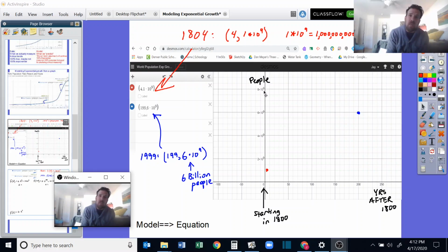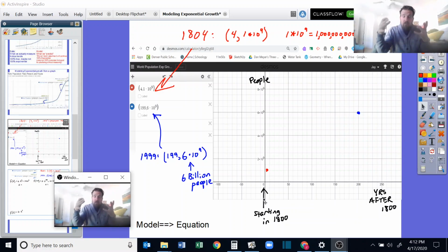So every time we see this 10 to the ninth, we're really talking about billion people. So I've got my graph here, and I've graphed (4, 1 billion). So what I'm saying is 4 years after the year 1800, that's where I'm going to start my graph, just to make it small enough to take a look at.